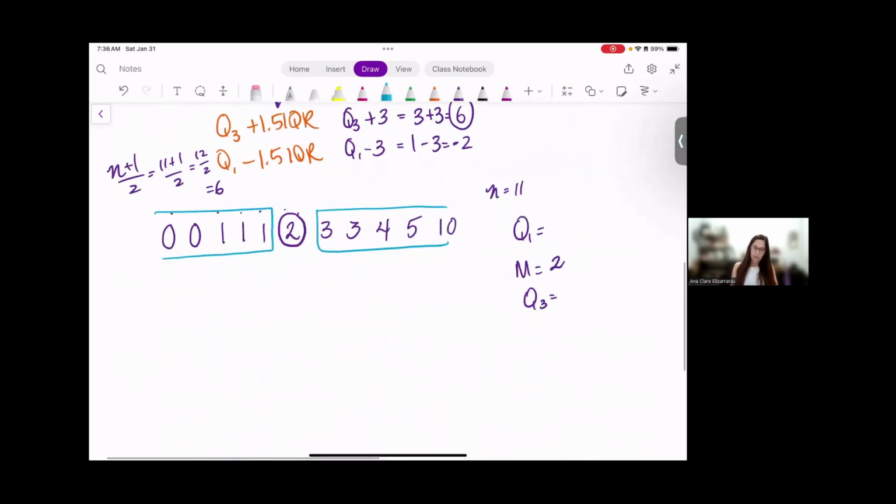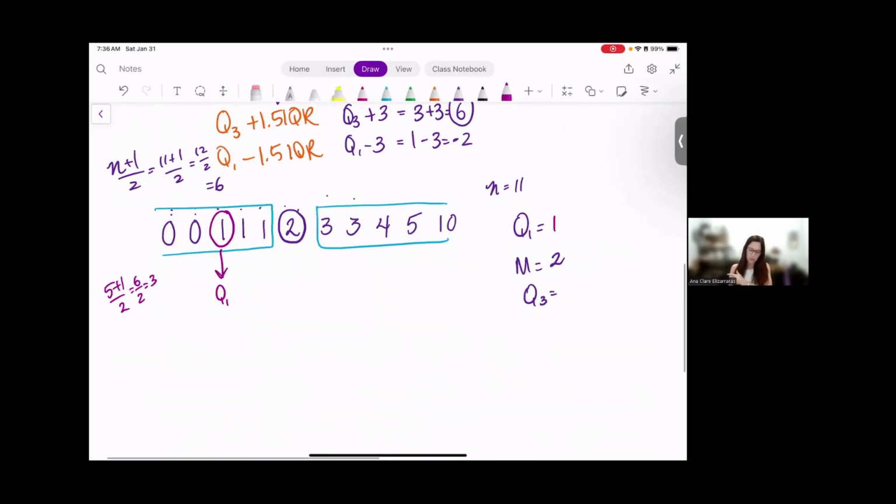So now I have 5 numbers in my lower half. So if I take 5 plus 1 divided by 2, that's 6 divided by 2 is 3. That means that the lower quartile is the third observation. 1, 2, 3. That means that 1 is the lower quartile. And then the same thing will be true of the upper quartile. It will be the third number in the upper half. So 1, 2, 3. 4 is going to be the upper quartile.